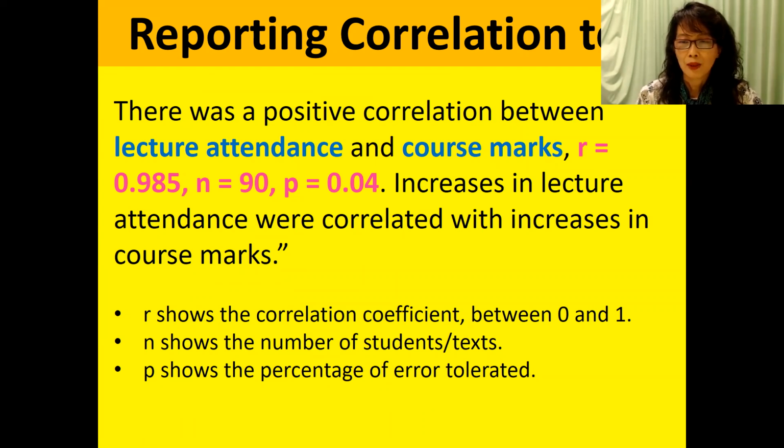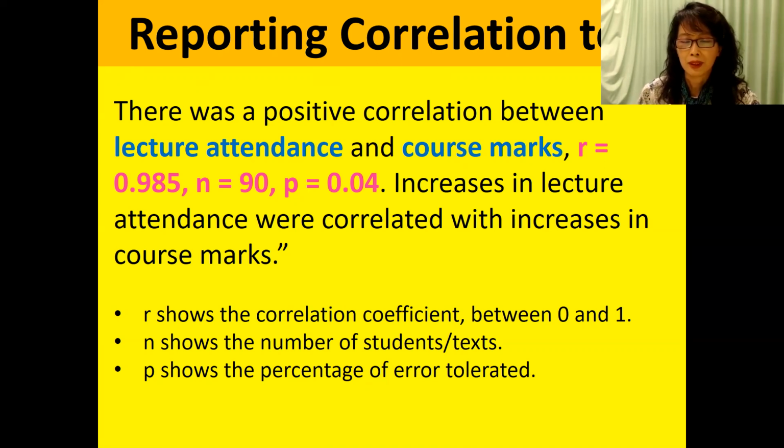So let's look at all these figures. What do they mean? R equals 0.985. This shows the correlation coefficient, which is between 0 and 1 or 0 and -1. So 0.985 is very high, almost 1. So a very strong correlation. If you attend lectures a lot, you are going to get high marks at the end in the course.